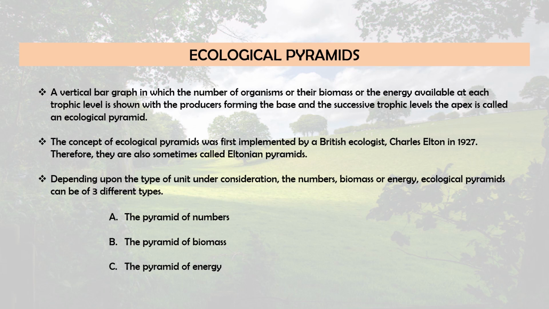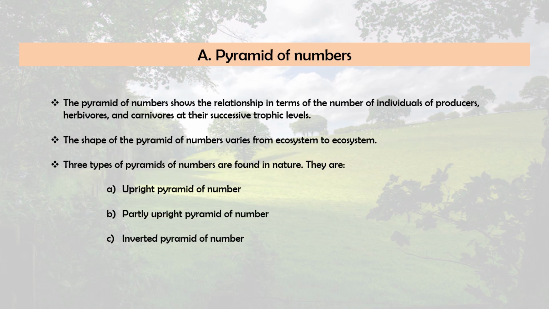And depending upon the type of unit under consideration, like if we consider number or biomass or energy, the ecological pyramids are of three different types, like the pyramid of numbers, the pyramid of biomass, and the pyramid of energy. And we are going to study each one in the next slides. So the first one is pyramid of numbers.